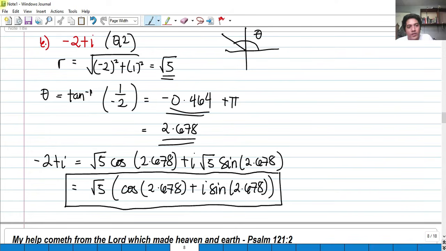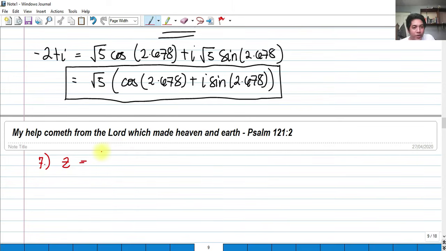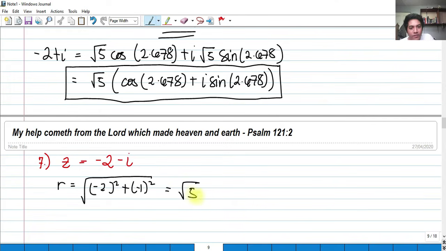This should be our answer for number 6. Okay, so for number 7, it's pretty much the same example. So we have negative 2 minus i. So how do we get that? So we have r, we have negative 2 squared plus negative 1 squared. Take the square root of that. That is still square root of 5.